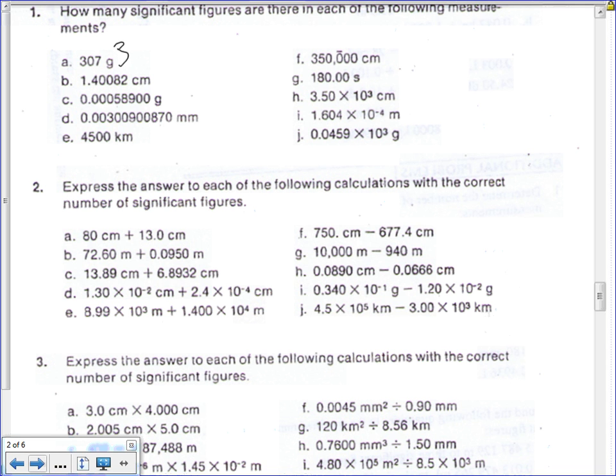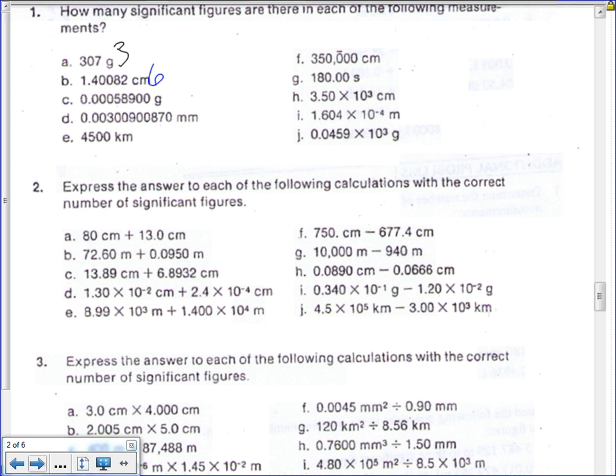Letter B, we know the 1, the 4, the 8, and the 2. Those are all actual numbers. They are significant. So the zeros in between them also count. So this one has 6 significant figures.